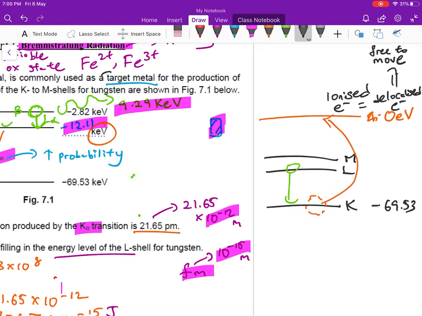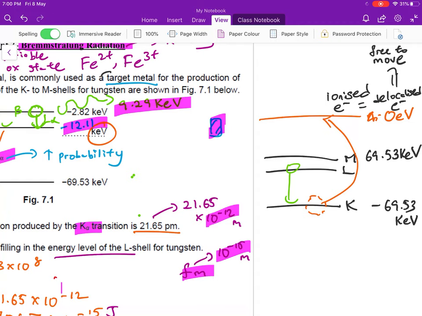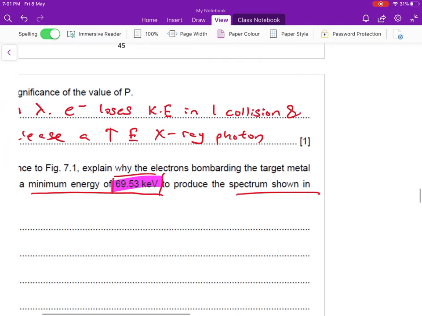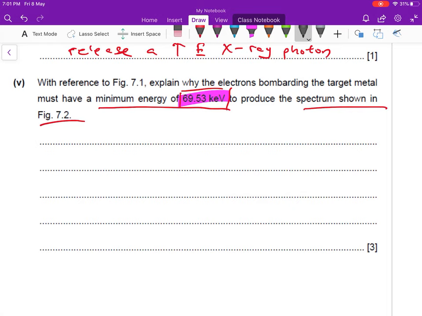Free to move. So those electrons in your energy level are bound, trapped inside the atom, right? So for my K shell, in order to ionize, how much energy do I need? My electron needs about 69.53 keV of energy, right? So my incoming electron needs 69.53 keV.